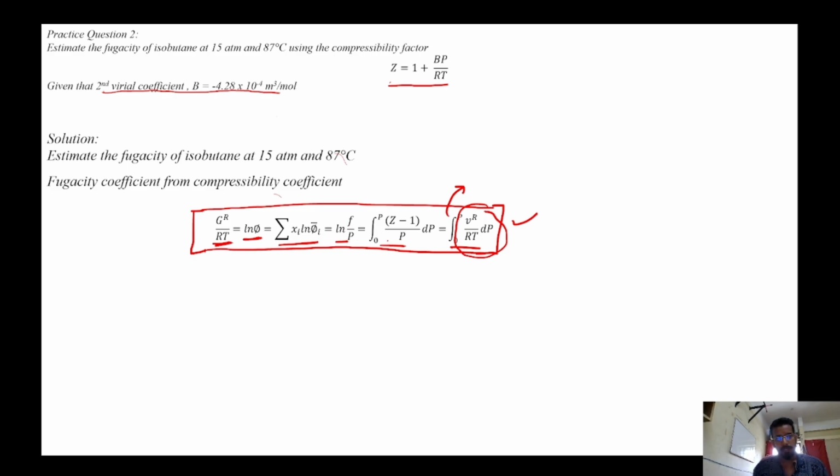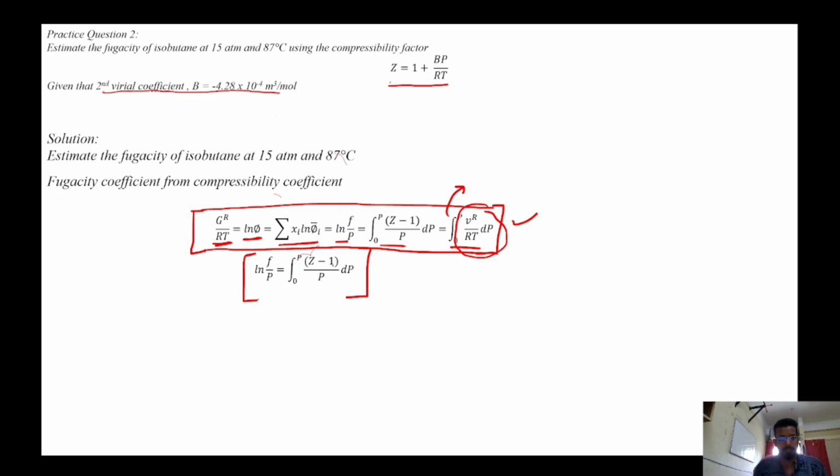Ln f by p is equal to the integral from 0 to p of (Z minus 1) by p dp, where Z minus 1 is called the residual term, equal to the integral from 0 to p of VR upon RT dp. So we will take this to find the fugacity coefficient.